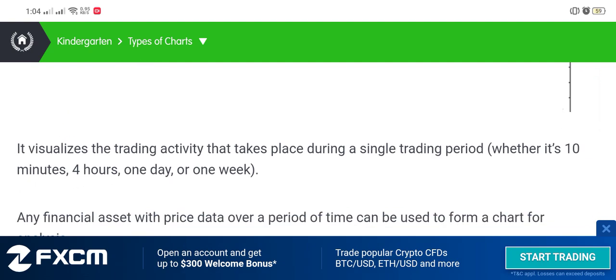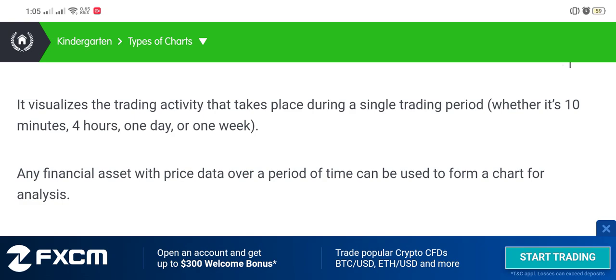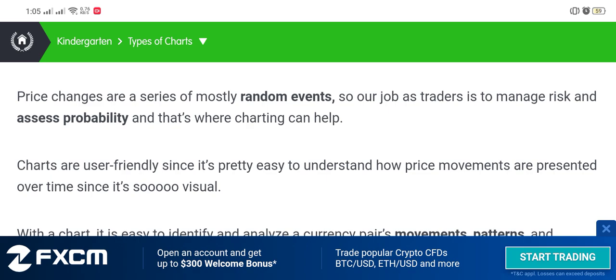It visualizes the trading activity that takes place during a single trading period, whether it's 10 minutes, 4 hours, 1 day or 1 week. Any financial asset with price data over a period of time can be used to form a chart. Price changes as a series are mostly random, so our job as a trader is to manage the risk and assess probability.